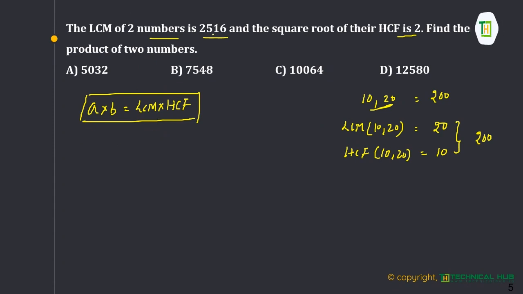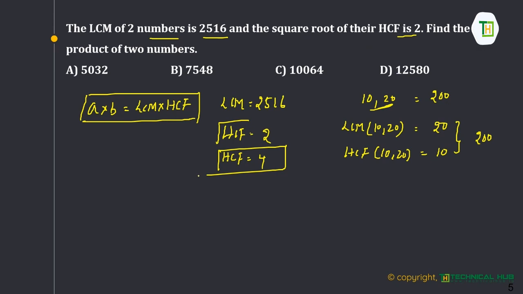So what is given here? The LCM of the two numbers is given. LCM of the two numbers is equal to 2516. And HCF is also given: the square root of their HCF is 2. From that, what is the HCF? So HCF is equal to 4. They gave the square root of HCF, so HCF is equal to 4.